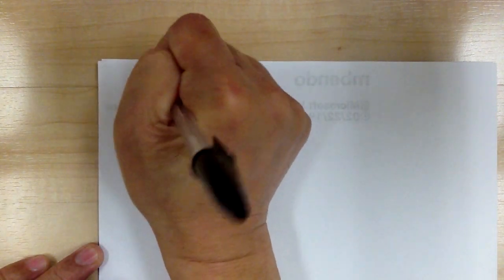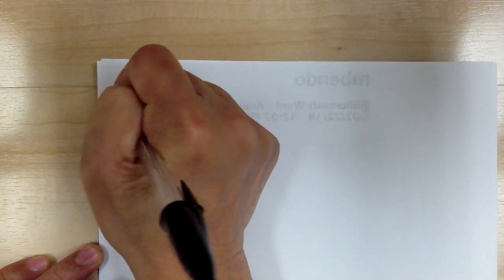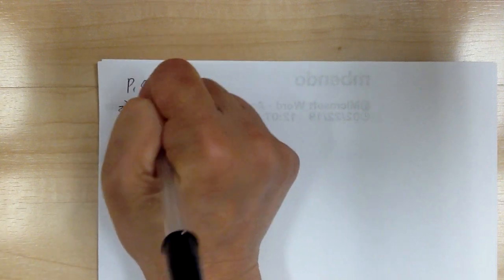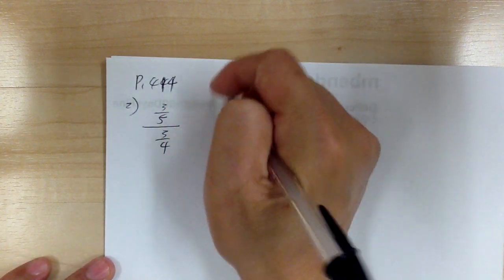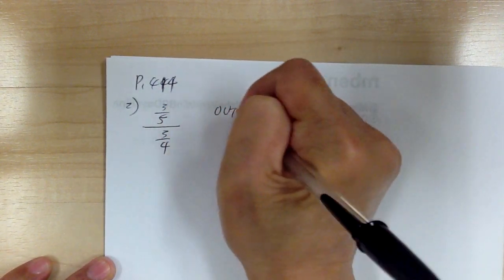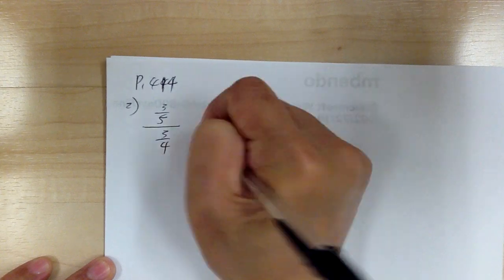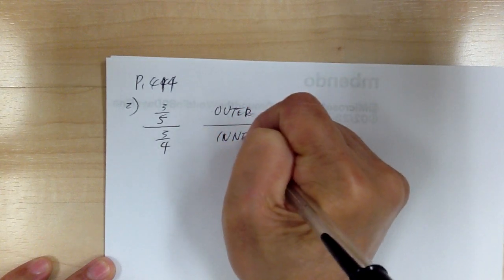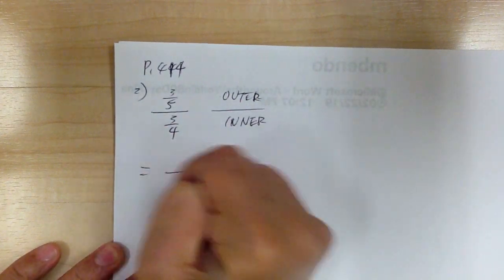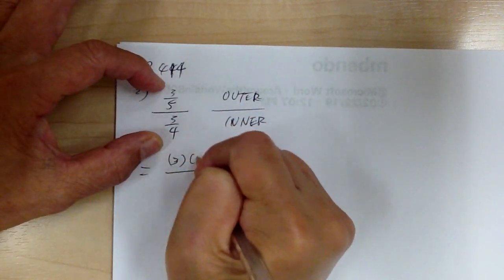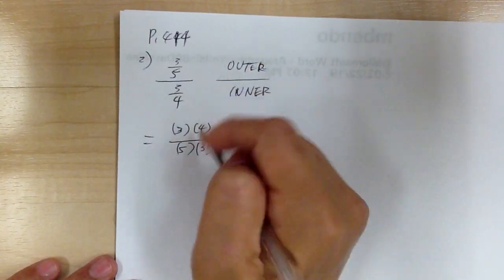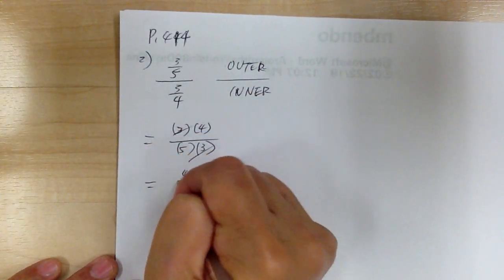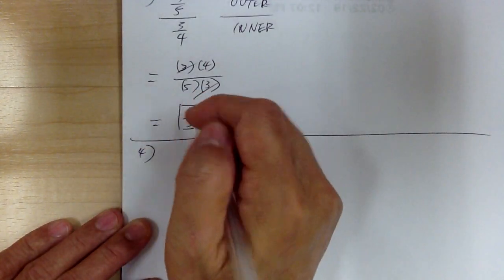Let's go to page 414 and let's start with number 2. You have 3 over 5 divided by 3 over 4. So for this one, you can use the outer over inner. So the outside is going to be 3 times 4 over the inside, 5 times 3. That way you can just cancel, and so the answer will be 4 over 5. Let's go to number 4.